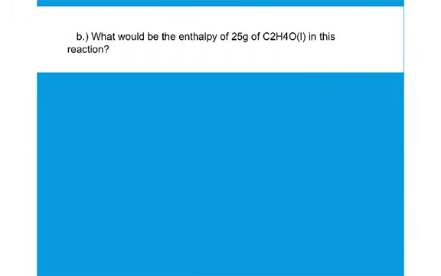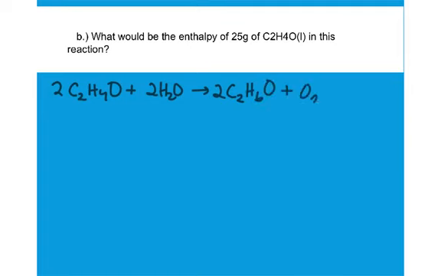Yay! So I'm going to do a part B of this equation, and I actually need the part A, so I'm just going to write it down here for us. 2 C2H4Os plus 2 waters makes 2 C2H6Os plus O2. And the delta H is negative 696 kilojoules. Perfect. All right, let's read the second question here, the second part of the question.